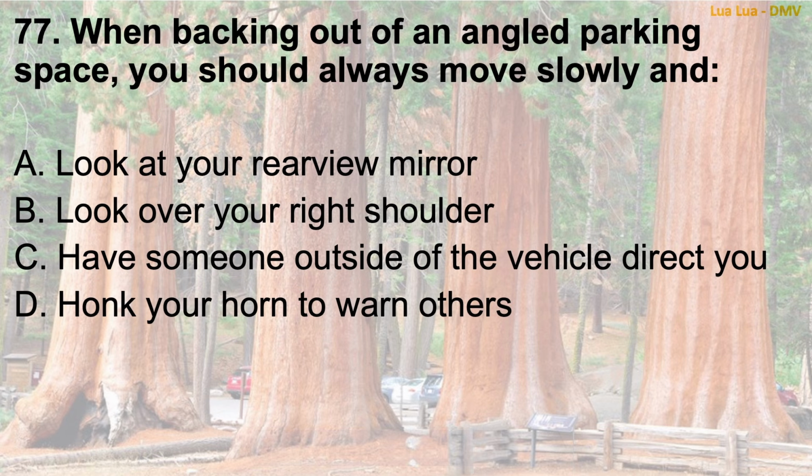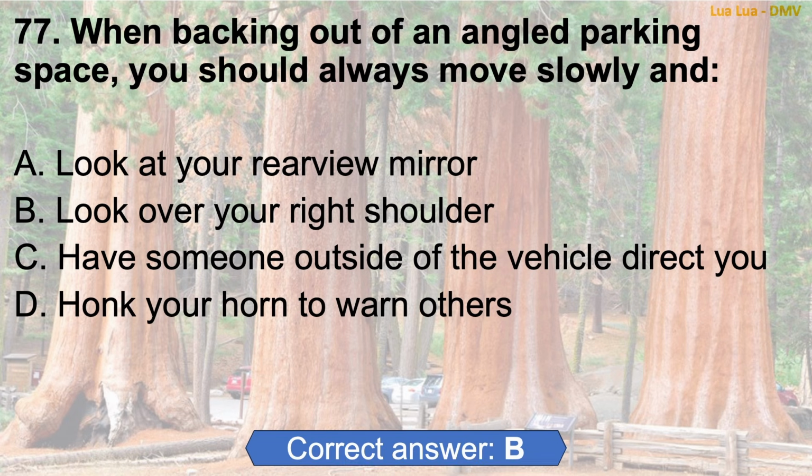Question 77. When backing out of an angled parking space, you should always move slowly and A. Look at your rear-view mirror. B. Look over your right shoulder. C. Have someone outside of the vehicle direct you. D. Honk your horn to warn others. The correct answer is B. Look over your right shoulder.